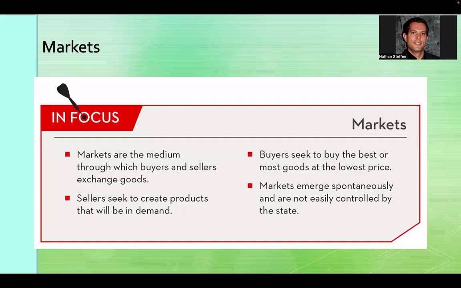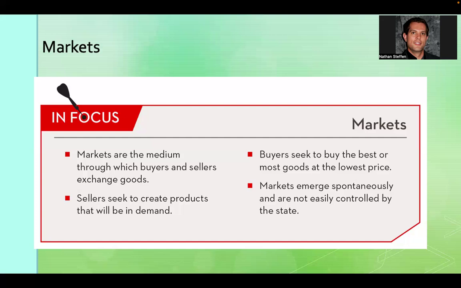Buyers are seeking to buy the best or most goods at the lowest price. They want to get the lowest price, but they want to get good quality stuff too. They don't want to have to repurchase an item over and over again, generally, unless it's something that is disposable, like a razor or a toothbrush, right? They want to get a good quality product. If you're talking about tools, right, you don't want to have to replace your impact driver if you're in construction once every year or two. You want that impact driver to last you 5, 10 years, right? So they are always going to seek the cheapest price.